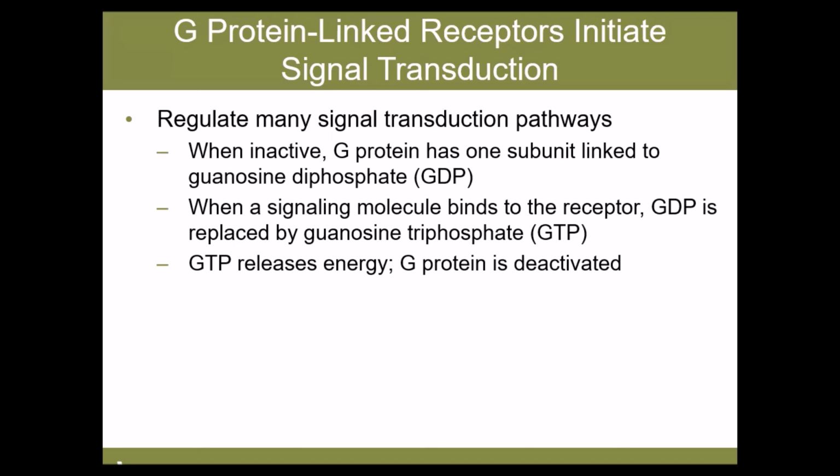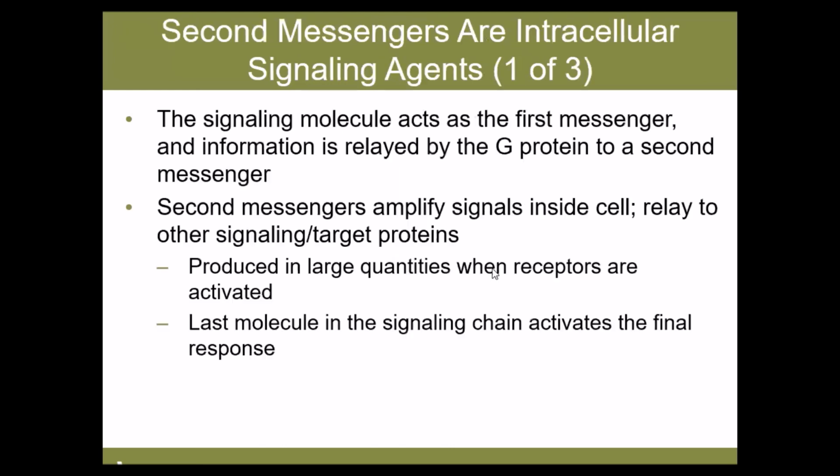Then whenever you have the binding of the ligand or the signal molecule, the GDP is replaced with the higher energy molecule, GTP. That extra phosphate group allows this to have higher energy. Then the GTP uses its energy to carry on a reaction, and that eventually deactivates the whole G protein.